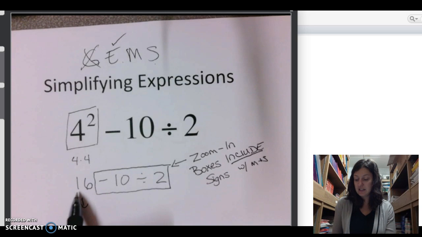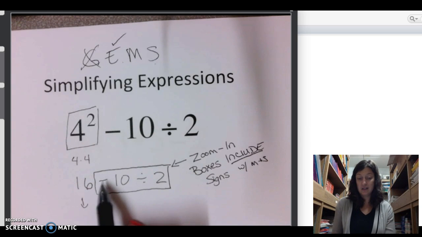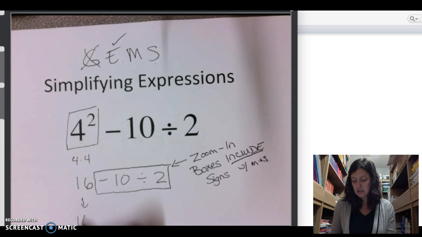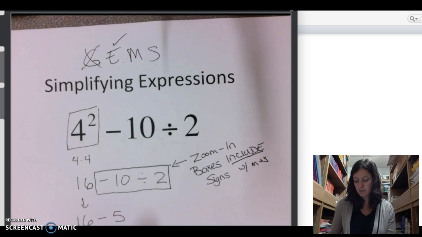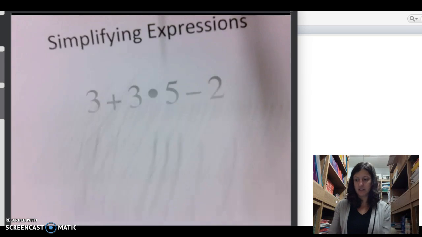Because this is really saying 16 and negative 10 divided by 2. Negative 10 divided by 2 is different than 10 divided by 2. In this problem, it doesn't make a big difference, but it will in the next one. That's our final answer. Oops. 11 is our final answer.